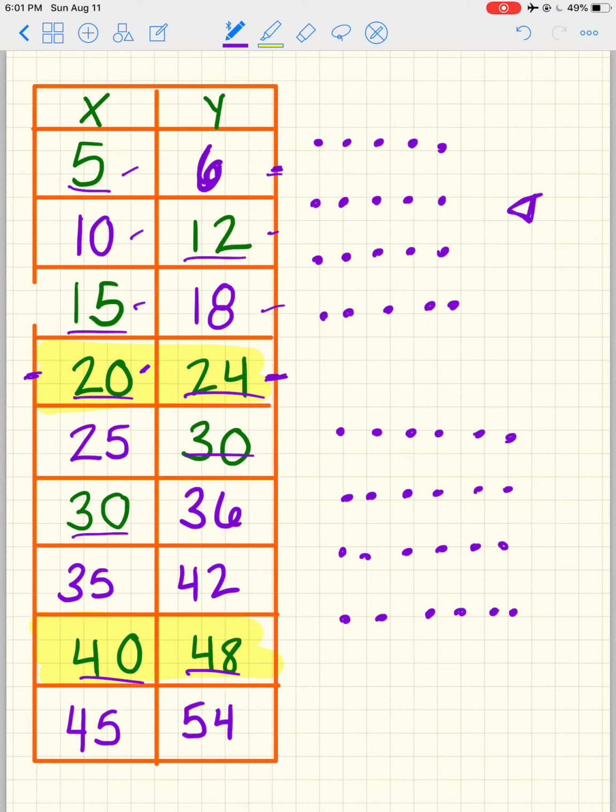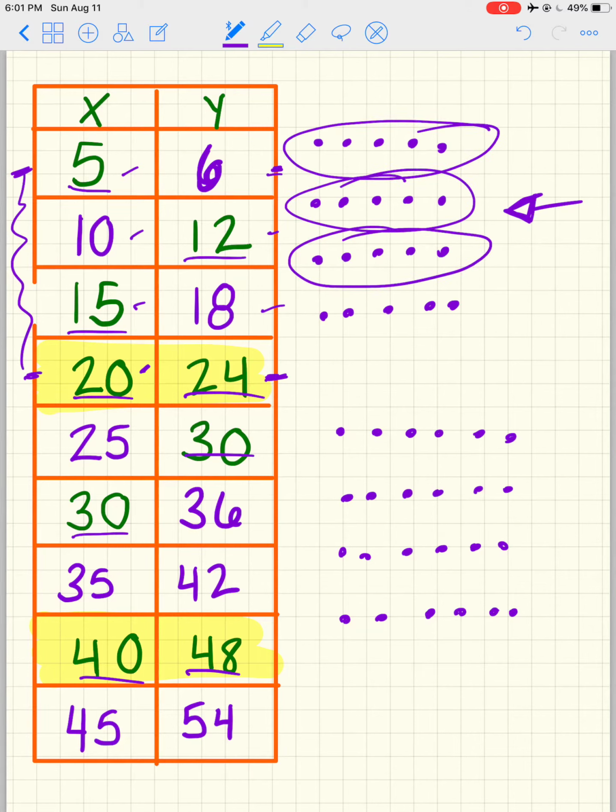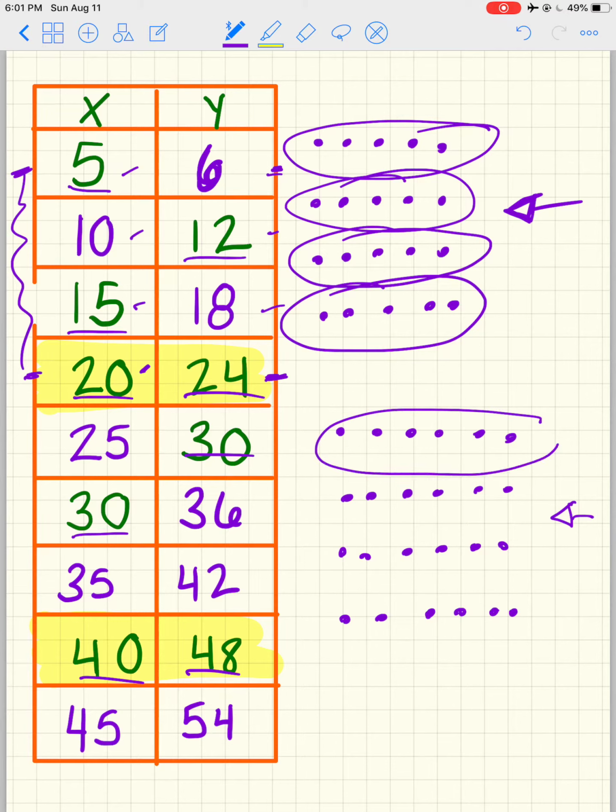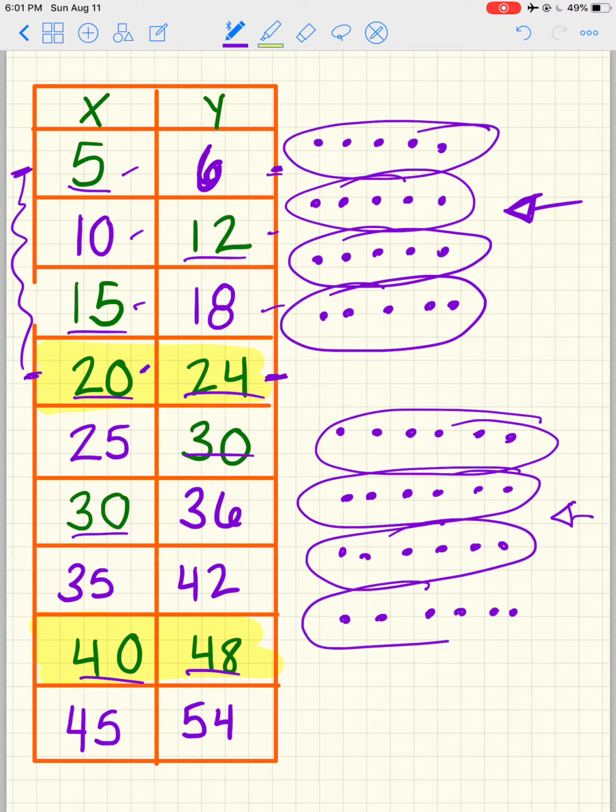These right here, that's what I'm trying to draw an arrow to. Those will be in groups of 5 because we know that this is skip counting by 5s on this side. So 5, 5, 5, 5. There's 4 groups of 5. Now, when we put these down here in groups of 6, there should also be 4 groups of 6. 6, 6, 6, 6. Good. We have two groups of 4, or two different sets of 4.